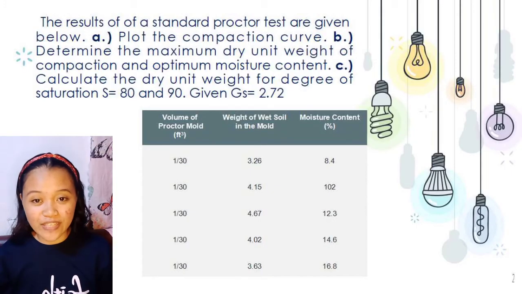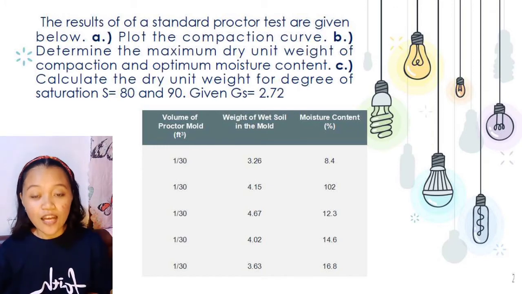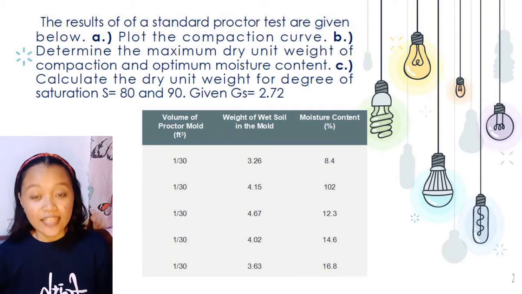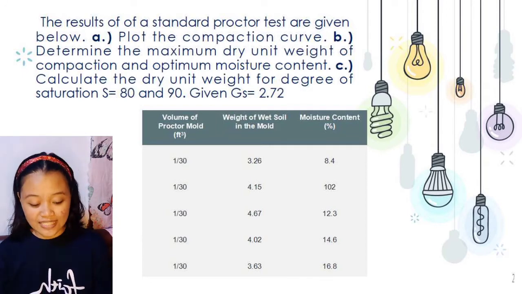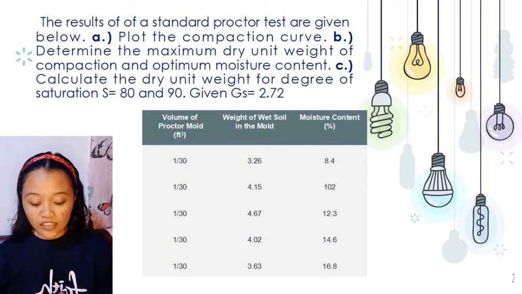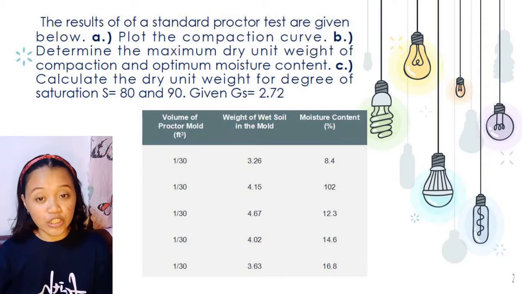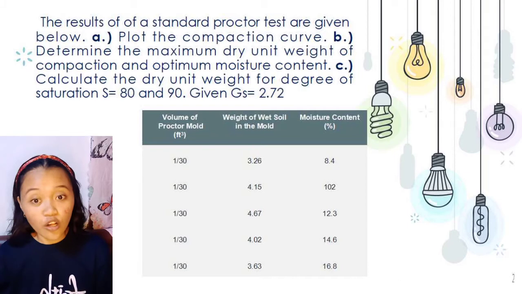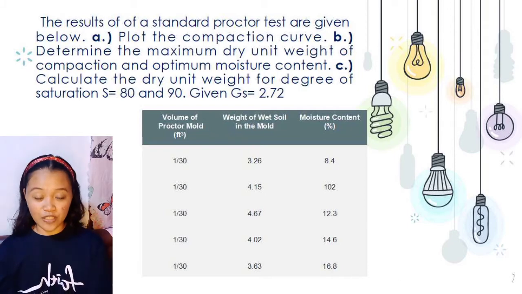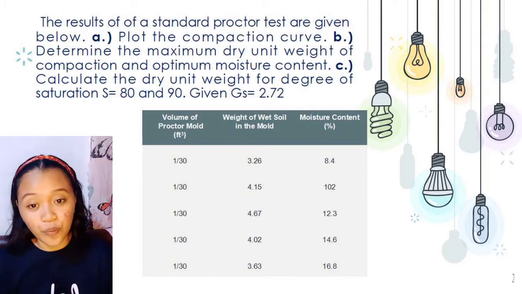The results of a standard Proctor test are presented on the screen using a table. So first, plot the compaction curve. Second, determine the maximum dry unit weight of compaction and optimum moisture content. Then lastly, calculate the dry unit weight for the degree of saturation to be 80 and 90. Solve this using the specific gravity to be 2.72.